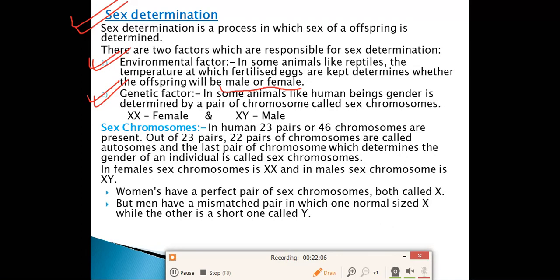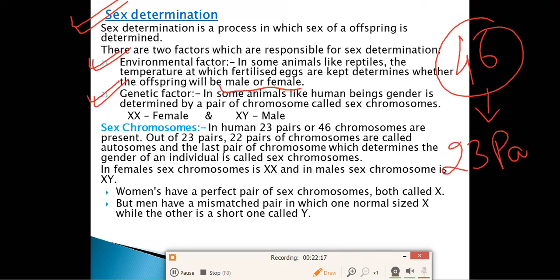Because in human beings we have sex chromosomes, right? How many chromosomes are there in human beings? We have 46 chromosomes. That is, we have 23 pairs of chromosomes. Out of 23 pairs, 22 pairs are called autosomes. And one pair of chromosomes is called the sex chromosome.